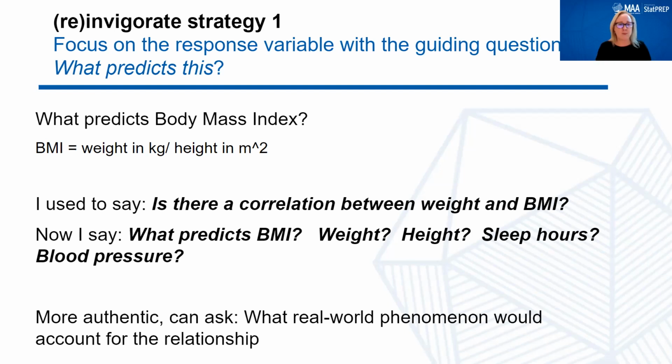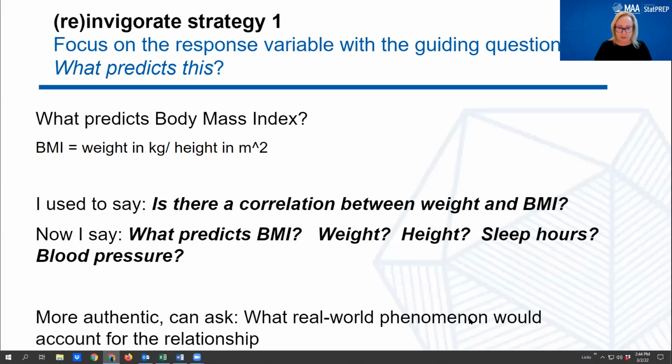So I'm going to do this example with body mass index. Now, what I used to say is apparently what a lot of us say as mathematics faculty, this is documented: is there a correlation between weight and body mass index? Or like a lot of times we say things like, is there an association between the bivariate data? But now I've completely changed how I approach this to students.